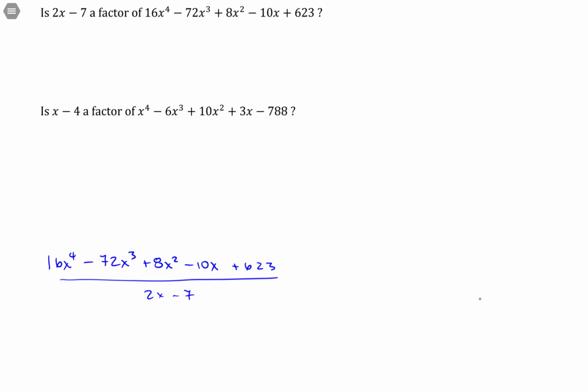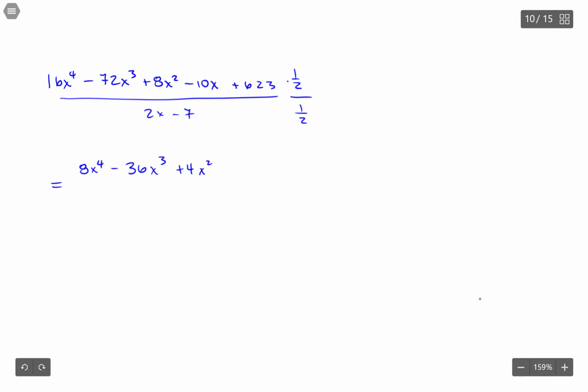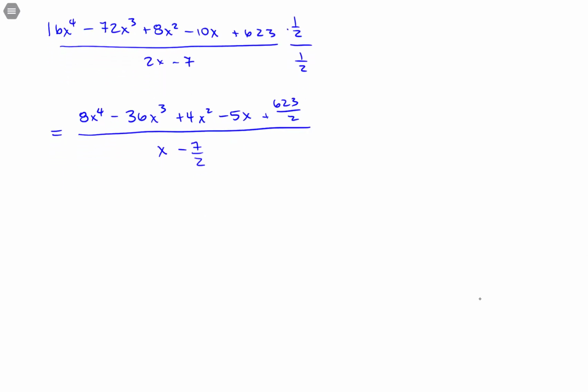Now, we would like to use synthetic division as opposed to polynomial division. In order to do that, I'm going to have to multiply top and bottom by a half. That just changes the form of the divisor, but it doesn't actually change the value of anything, because essentially I'm multiplying by 1. So in the numerator, 16 times a half would be 8, so I have 8x to the fourth. 72 times a half is 36, so 36x to the third. 8 times a half is a 4, then minus 5x, and then the best I can do here is say plus 623 over 2. In the denominator, 2 over 2 is 1, so that's just an x, minus 7 halves.